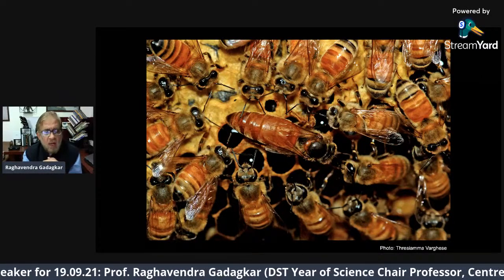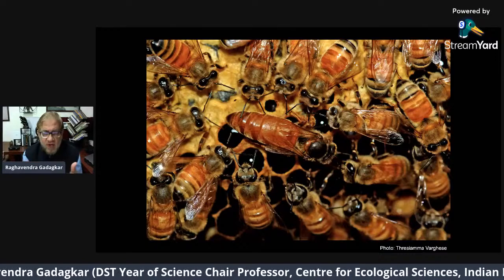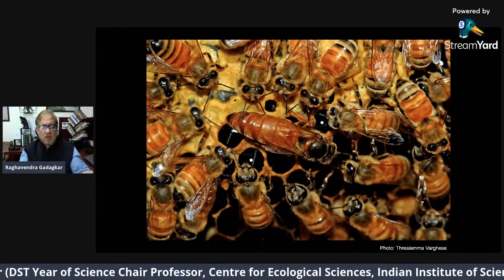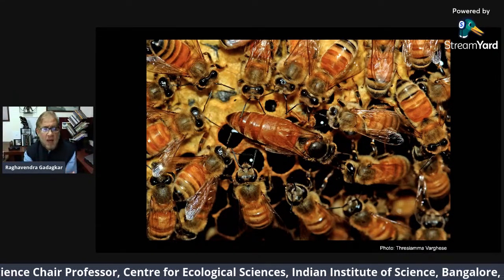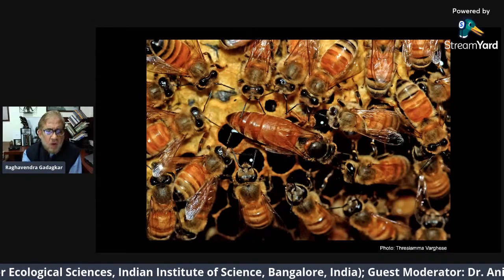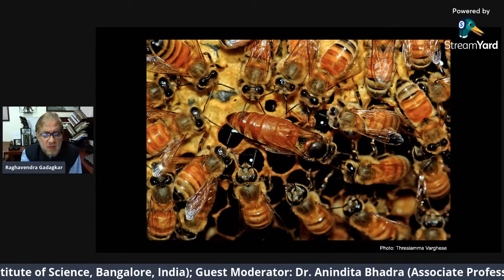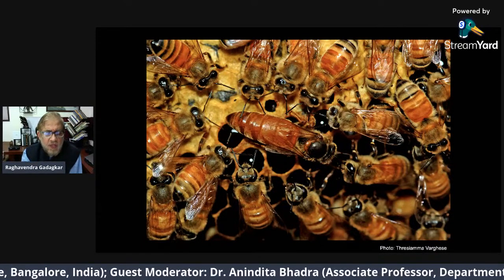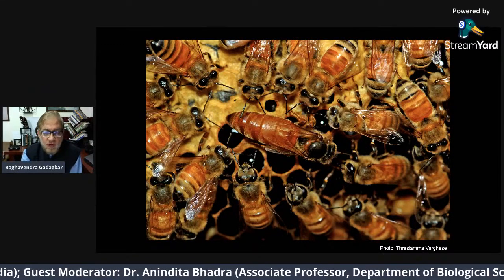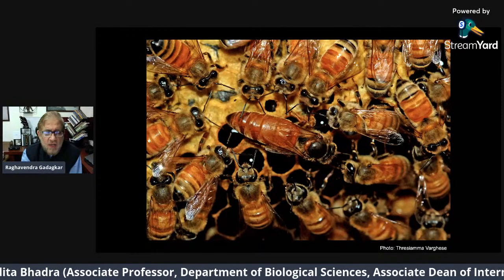The other role is that she produces pheromones. Pheromones are chemicals that individuals release which act outside the body, which act on other individuals. And she produces pheromones which help regulate the activities of the colony. In fact, these workers who are attending to the queen, we call this the royal retinue of workers. Again, using our language, we can say that these workers are on royal duty.